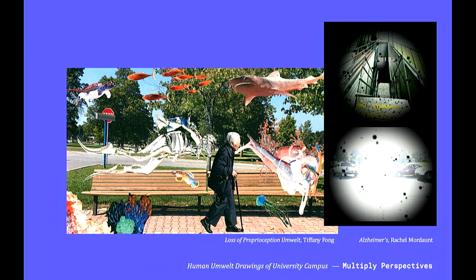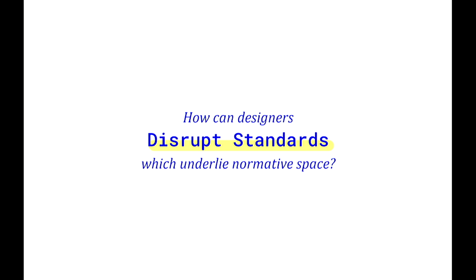She was an undergrad student, but she was trying to convey the loss of proprioception, which is your awareness about where your body is in space relative to itself and to the things around it. And she likened that to being underwater and what that does to your understanding of where you are in space.